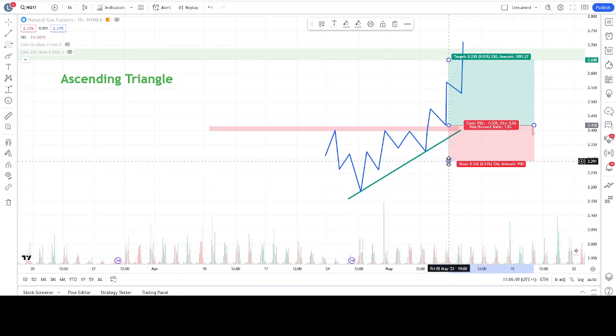In theory, if the trend line breaks, the pattern will negate, so you should have a stop loss and come out of the trade.